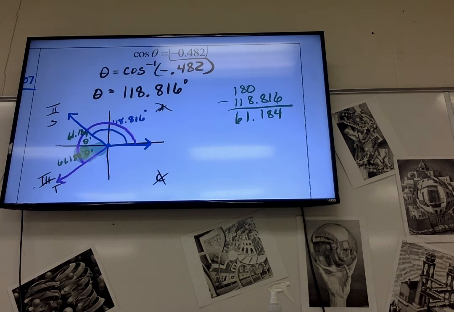So you add all those together? Yeah, you could absolutely add all those together. Meaning I could add 118.816, 61.184 plus 61.184, or just 180 and then 61.184. 180 plus 61.184. So there's the other angle.